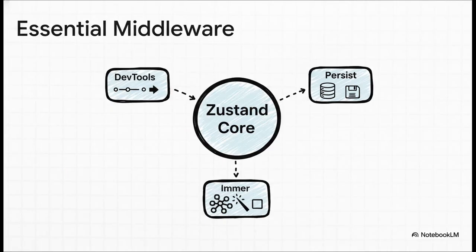Now, Zustand's core is super lean, and that's by design. But you can easily bolt on some serious superpowers using middleware. You want that awesome time travel debugging you know from Redux? Just use the DevTools middleware. Need to save user data so it's there when they come back? The Persist middleware handles that for you. It's amazing. And for dealing with that messy nested state, well, Immer is an absolute game changer.